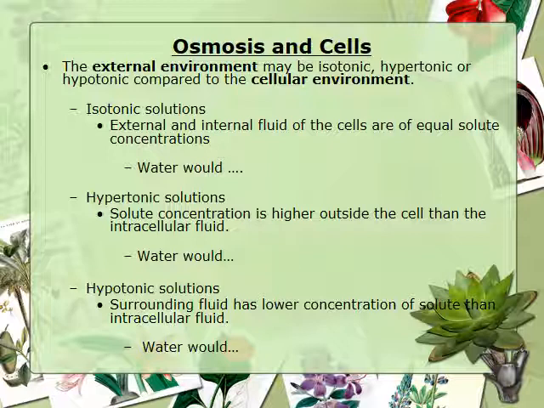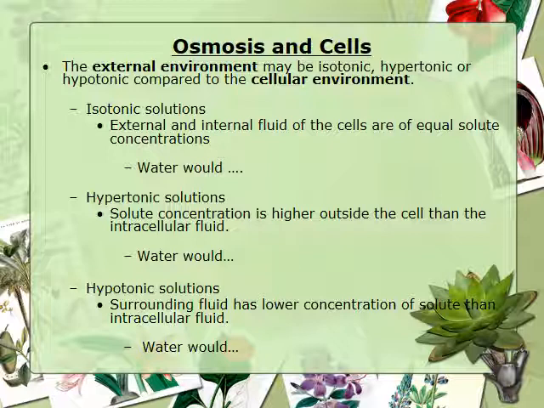If the cellular environment has a lower concentration of solutes than the extracellular environment, then the cell is said to be placed in a hypertonic solution, and movement of water would occur from the intracellular environment, where there would be low concentration of solute, to the high concentration of solute area, which is outside of the cell, to balance the concentrations of solute. This will cause the cell to shrivel.